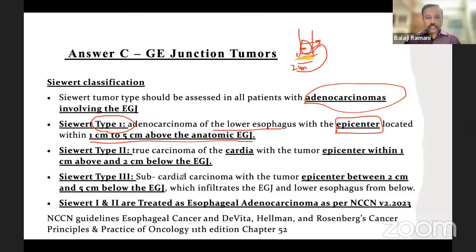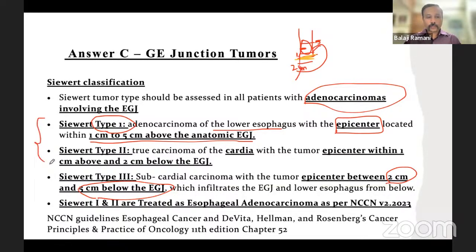Now, Sievert's type 3 is basically a carcinoma of the stomach where the tumor epicenter is between 2 centimeter and 5 centimeter below the OG junction. So it starts at 2 centimeter below and extends all the way for 5 centimeters. And from there, it infiltrates into the OG junction. Now, these three types are important and the management of these three is also relevant.